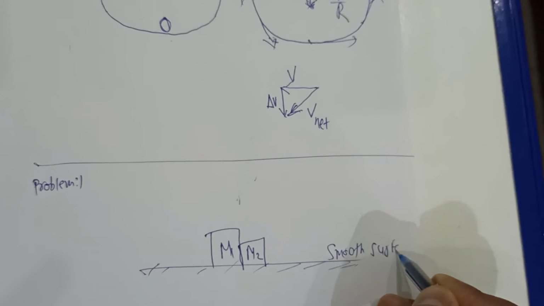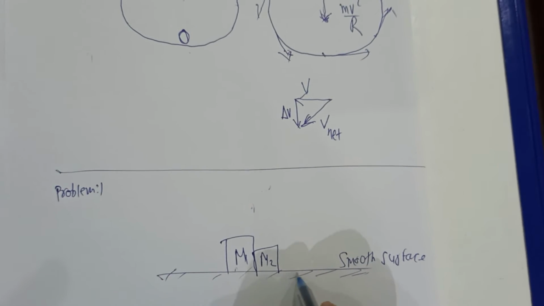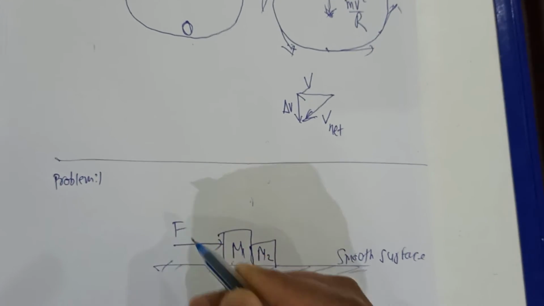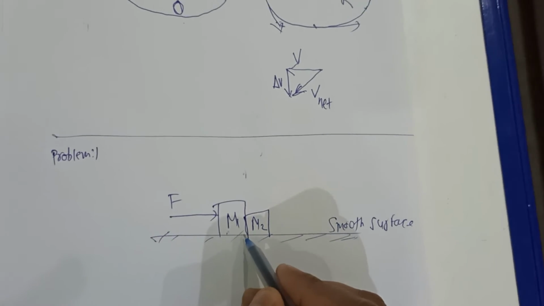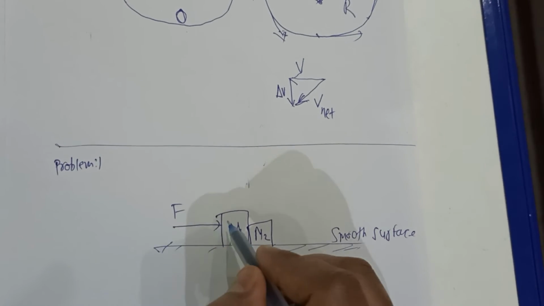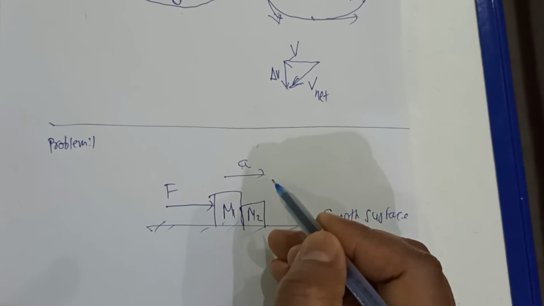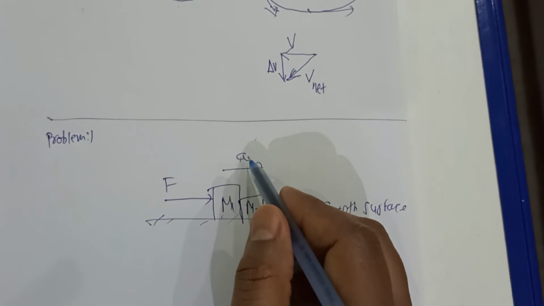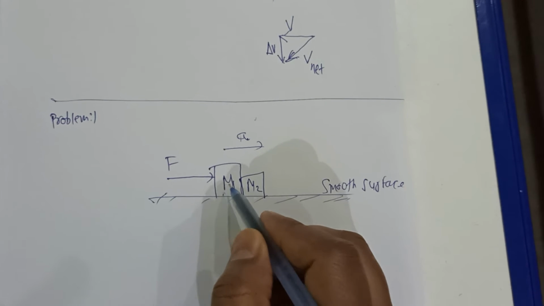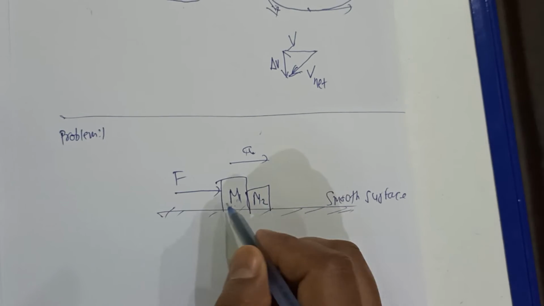Which means that there is no friction between the surface of a block and this smooth surface on which it is kept, and there was one external force F applied on the object. Since net external force is applied towards right, this will accelerate towards right. So according to second law, we want to find the acceleration A, and we also like to know how much force M1 is exerting on M2, and M2 also is exerting on M1 according to third law.